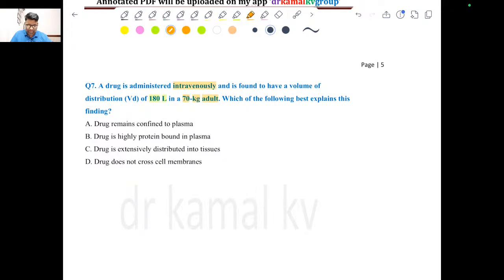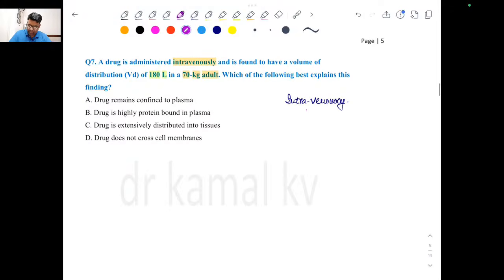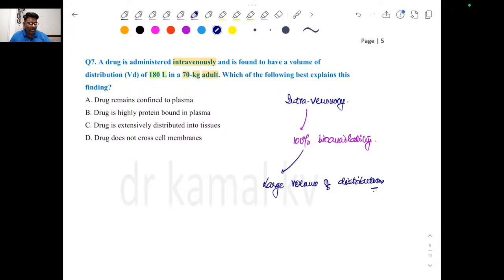Now which of the following best explains this finding? Now the drug is given intravenously, it means 100% bioavailability, right? But what we are seeing here is that there is a large volume of distribution. Now what is the reason for this? Why is there such a large volume of distribution?